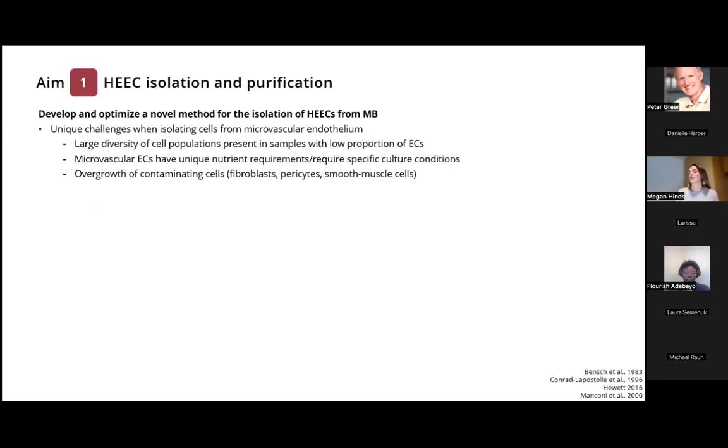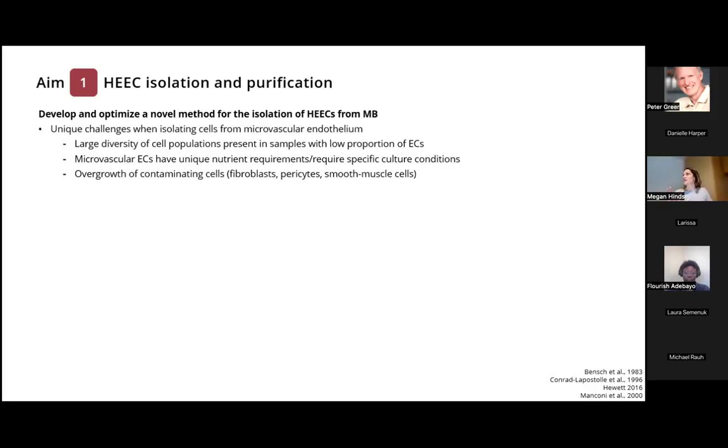Okay, so to start with aim 1, which is again to optimize a protocol for isolating these cells from menstrual blood. So unfortunately, I want to start off by saying that isolating these types of cells, and not only just from the endometrium, but other microvascular networks, presents some unique challenges. So even when these cells are isolated from tissue samples, there's a very large diversity of cells in the population of the samples, and endothelial cells specifically often make up a very low percentage of that.